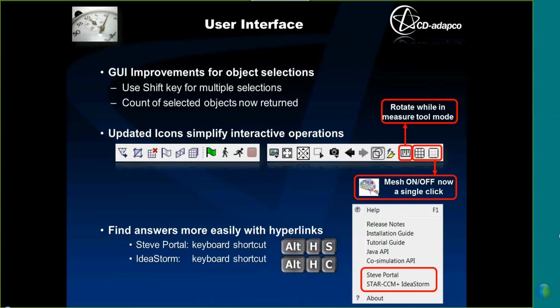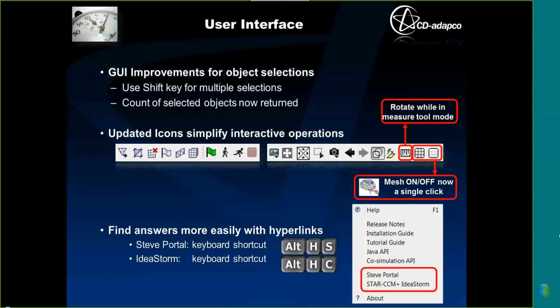The mesh on-off is also now a single click. This is an IdeaStorm idea. So previously, the mesh on-off was a drop-down toggle. Now we've changed this to be two separate buttons on the toolbar, and we have a single mesh on, mesh off button to make that more user-friendly.